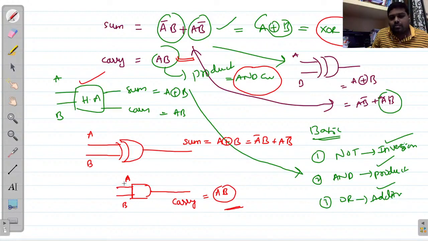Okay, so from this you can provide A, and from this you can provide B.